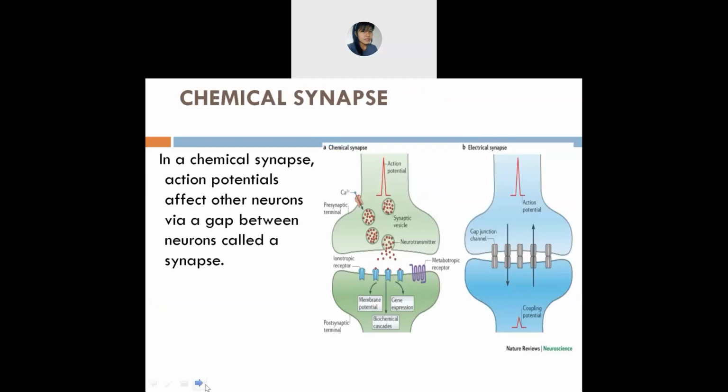Okay, so I have said chemical and electrical. Let us discuss the chemical synapse. This green one is known as the chemical synapse. In a chemical synapse, there is an action potential, and it affects the other neuron. There is a gap between the neurons, and this gap is known as the synapse. So there is a large gap between this neuron and the other neuron.